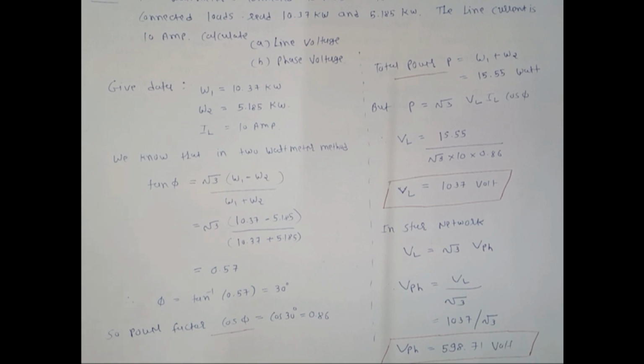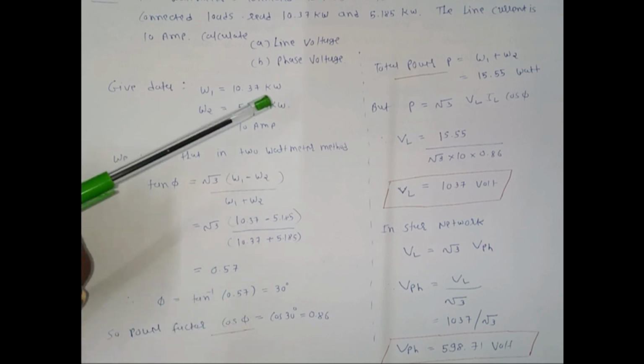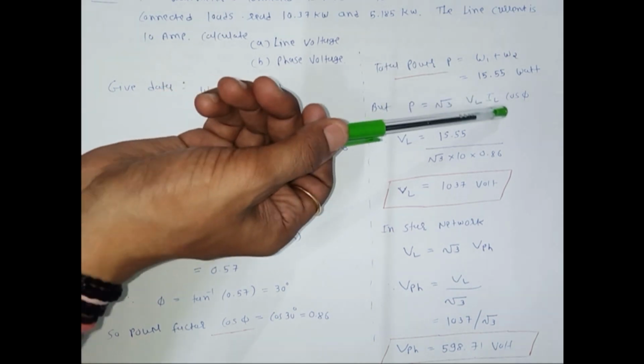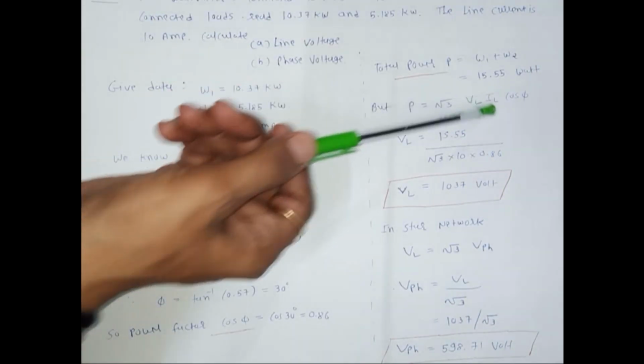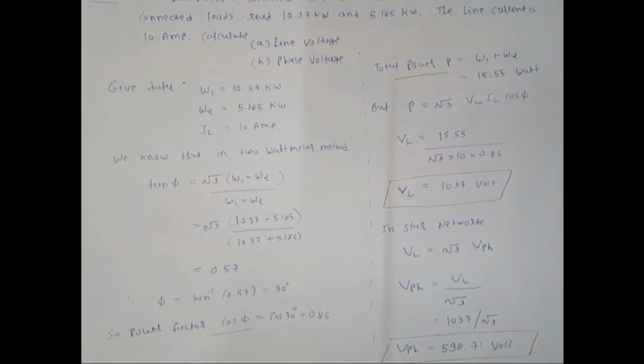First of all, you have to keep in mind the basic relation which we have derived in the 2 wattmeter method: tan phi equals root 3 times W1 minus W2 upon W1 plus W2. From this we can find phi, from phi we get the power factor, and the power factor is again used in total power. By these three parameters we can find the line voltage.